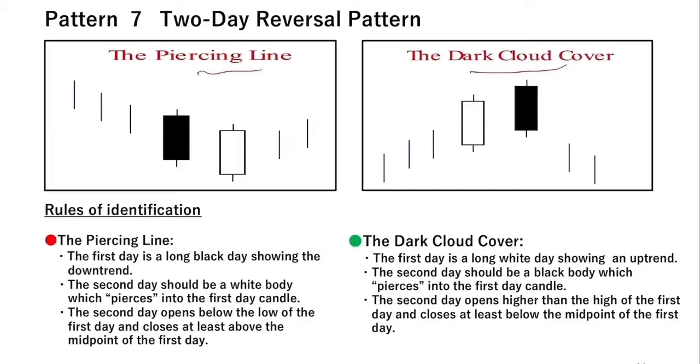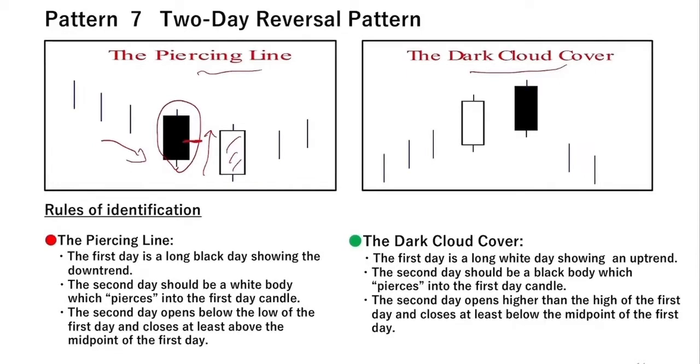And let's see the rules to identify the patterns. First, we're going to see the piercing line. The first day is a long black day showing the downtrend. This is the first day. And then the second day should be a white body. You can see here's a white candle that pierces into the first day candle. It'll go up. And then the second day opens below the low of the first day and it closes above the midpoint of the first day. This is the midpoint.